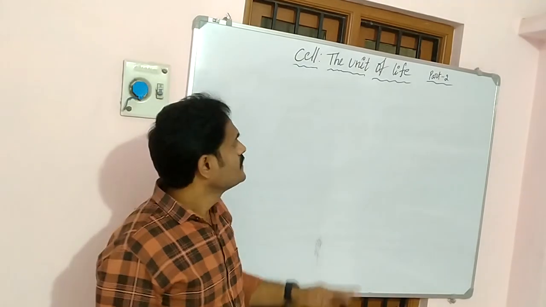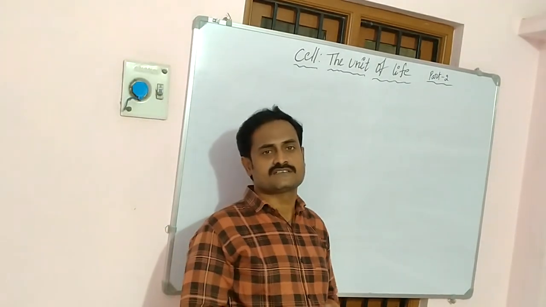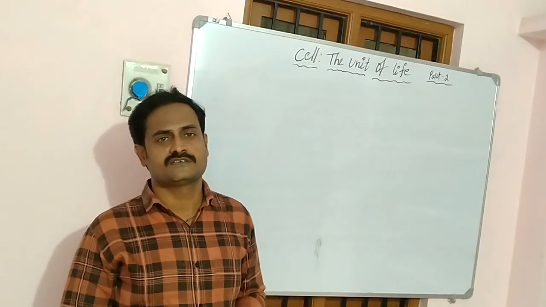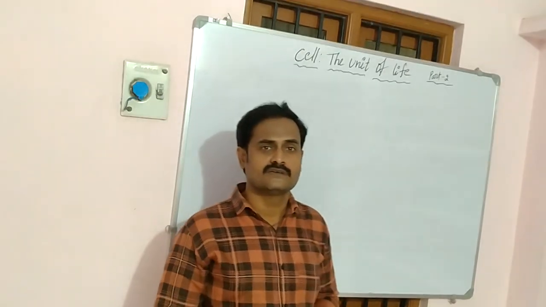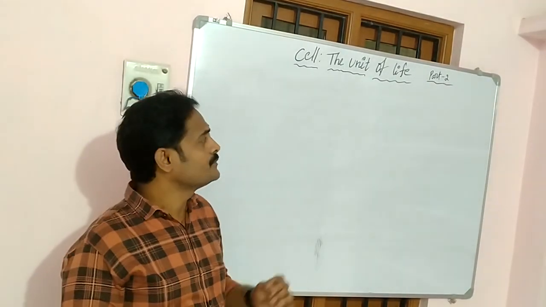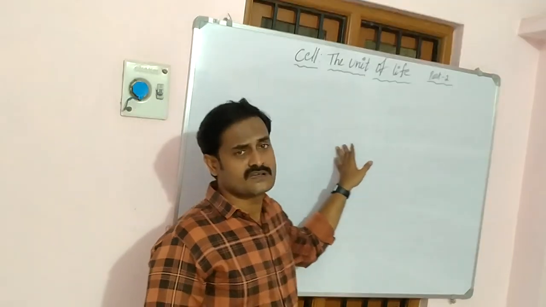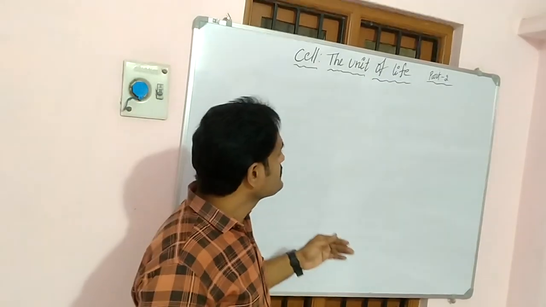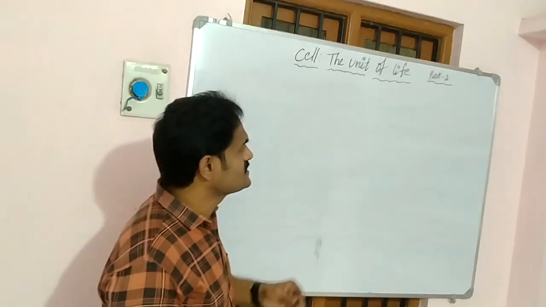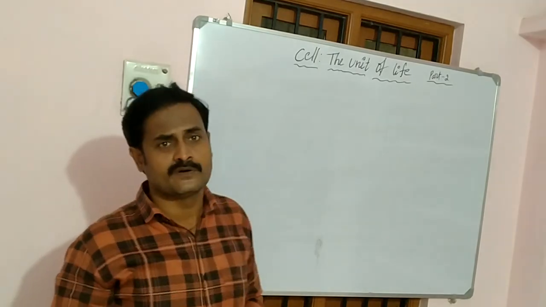Part 2. In the previous video we discussed who classified the organisms, how many kingdoms there are, and what kinds of cells are present in the world. Some information we already discussed, and the remaining information we discuss in this video. This is part 2.